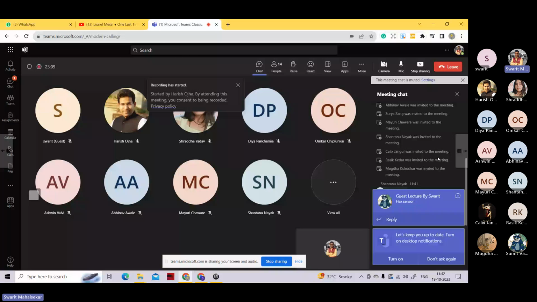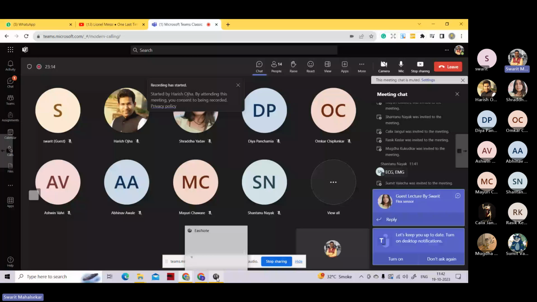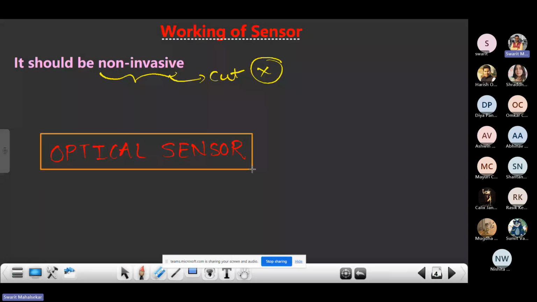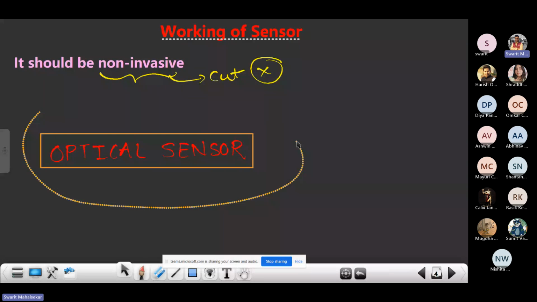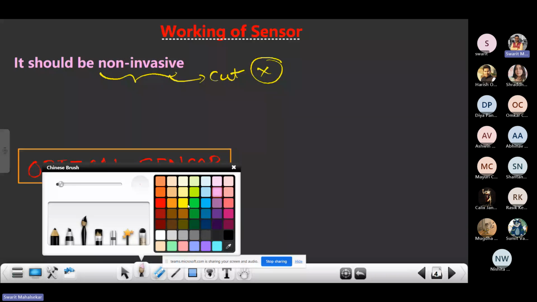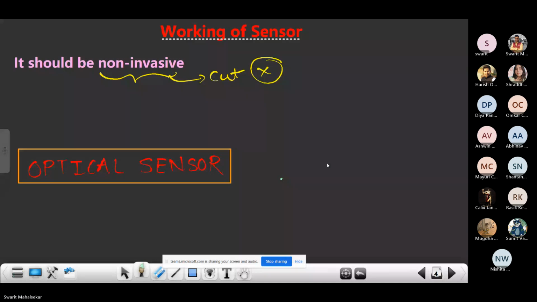Let me go to the blackboard. The sensor that we are actually going to use is an optical sensor. Let me write it over here: the sensor that we are going to use is an optical sensor. When we talk about an optical sensor, it has two major components in it. The very first thing is the transmitter.